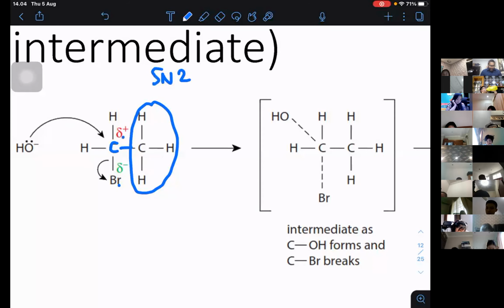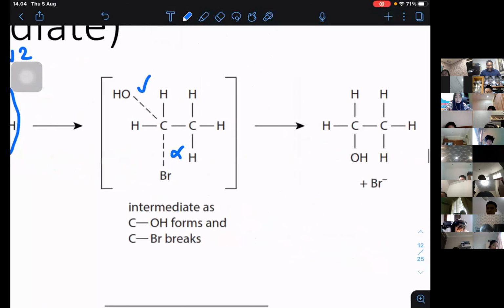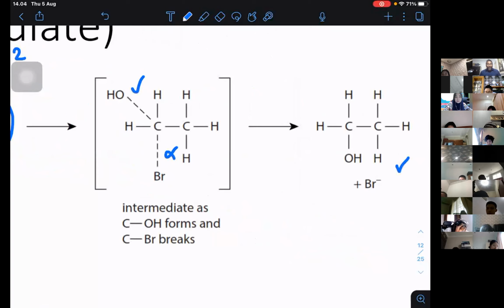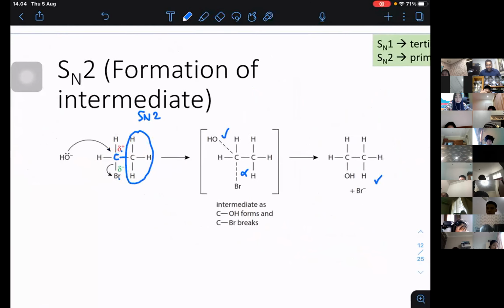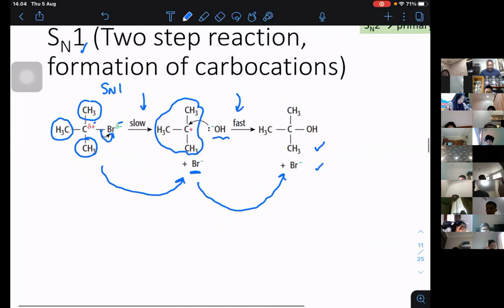What happened? The delta positive is there, the OH minus will come, and then the formation of the bond is not complete, and the breaking of the bond is not complete. That is shown as a dotted line. And then after that, you will form the bond with OH, and you will break the bond with Br, and you are going to get this. Now, this is going to be known as, not a, here you see 2-step.